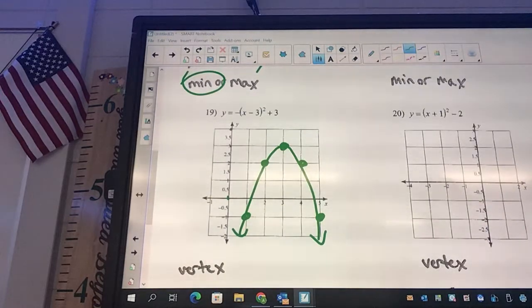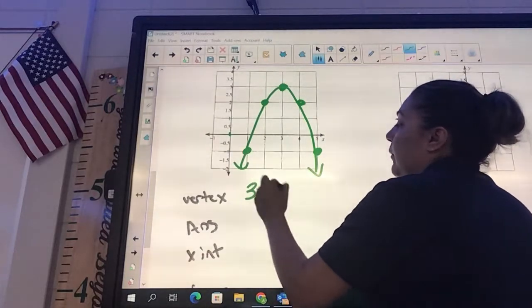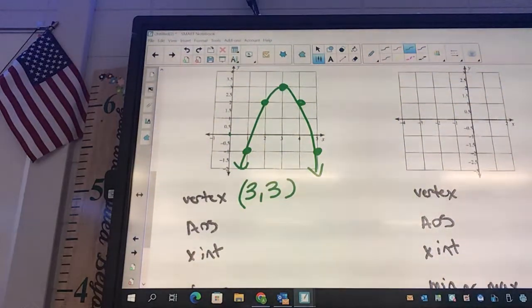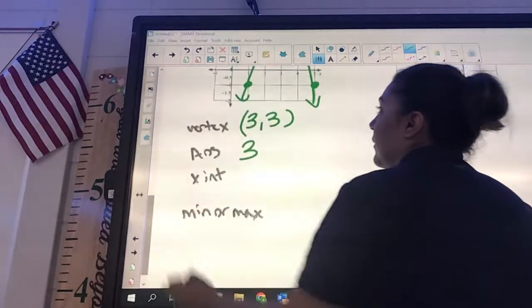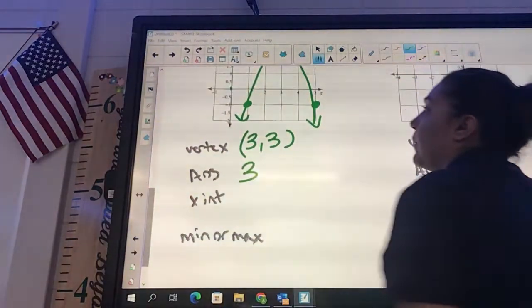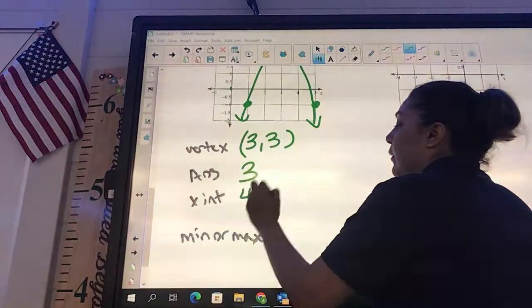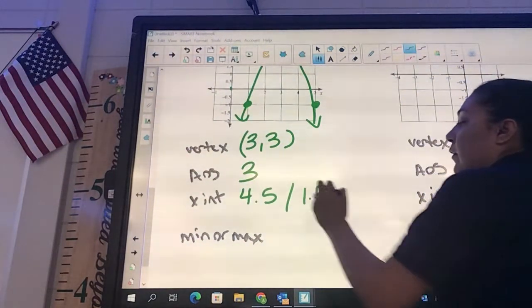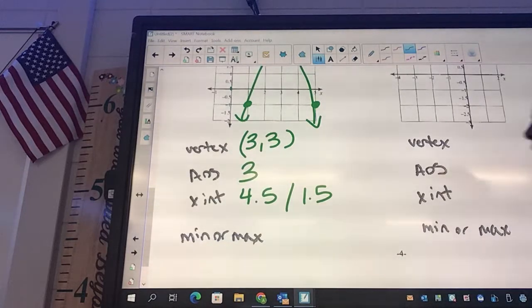Okay, what's the vertex? 3, 3. Axis of symmetry. 3. X-intercepts. 1.5, 4.5. Okay, does this have a min or a max? Max.